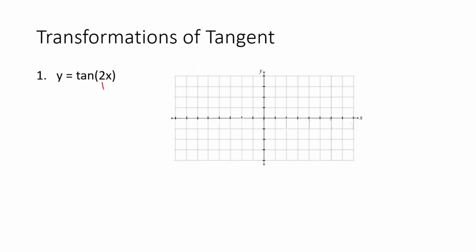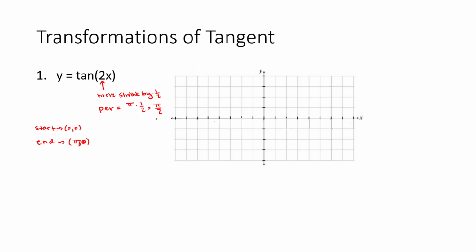transformations of these. So this number in here acts like a horizontal shrink by a half. Okay, we've learned that when we did our unit on transforming functions. So what this does is it changes the period. And the period is normally pi, but we're going to multiply it by a half, so we get pi halves as the period. Okay, so for tangent, normally the start is at 0, 0, and the end of the first cycle is at pi, 0.